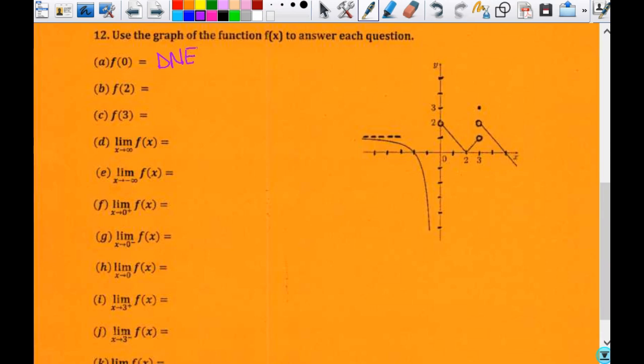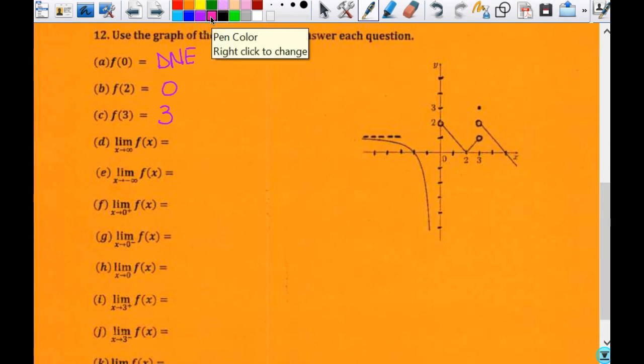All right, f of 2, well, when x is 2, y is 0. F of 3, when x is 3, okay, this is open, so it's not 1. This is open, it's not 2, but 3 is there, so when x is 3, y is 3. Okay, so now I'm going to look at limits. I was just evaluating the function.